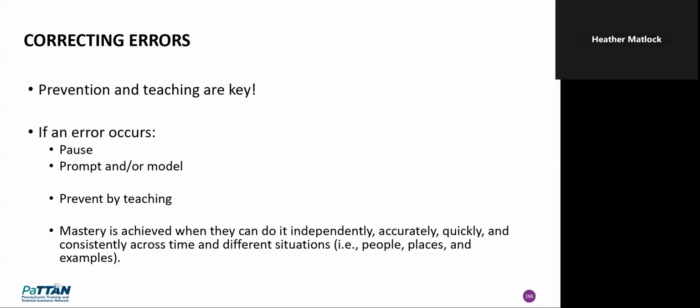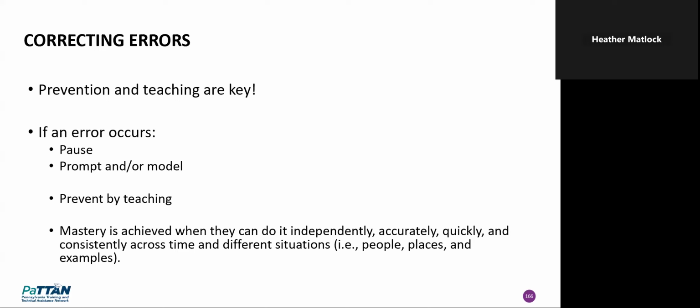All right, so a quick review before we move on. Preventing and ultimately teaching are key, but if an error happens, just pause and try again with a prompt, or at the very least, model that response you want your child to do. And then anytime that you are going back and basically reteaching it, you want to find additional opportunities to teach that right response the first time, right? So get ahead of it a little bit.